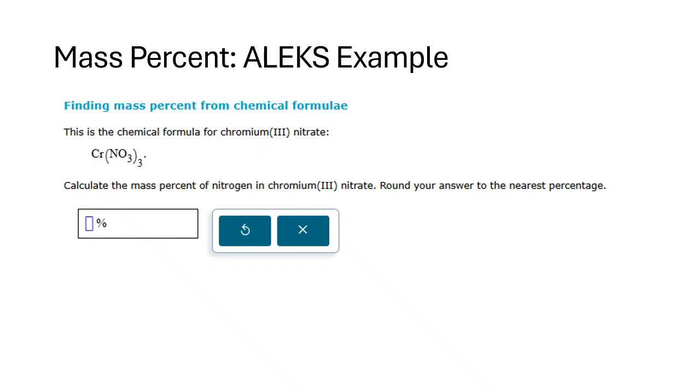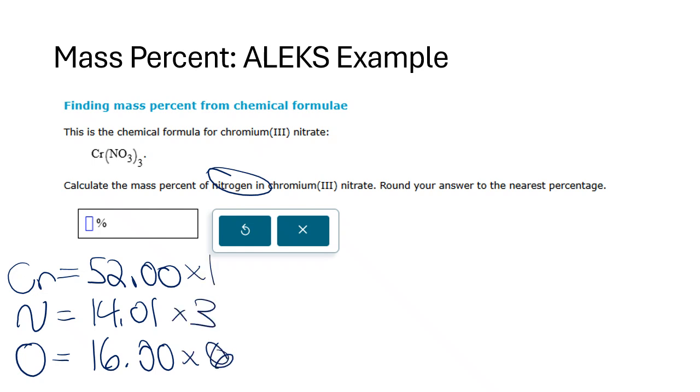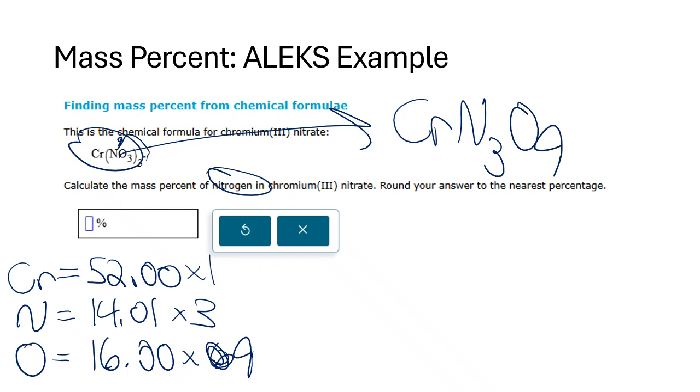We have to find, so what is it asking for? Calculate the mass percent of nitrogen. So first we have to find molar mass. Chromium is 52.00. Nitrogen 14.01. Oxygen 16.00. We have 1 chromium, we have 3 nitrogens, and we got 9 oxygens. Because that 3 is going to distribute in, I can rewrite that as CrN3O9. Then to find molar mass, we're just going to add those numbers up.